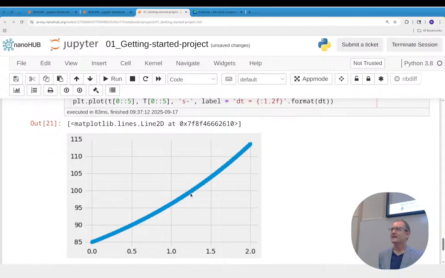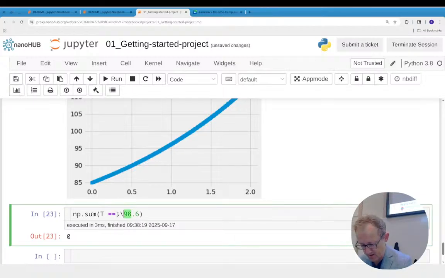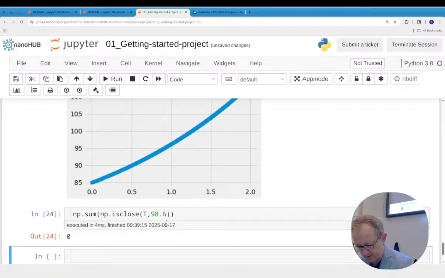Are you graphing finite points, and none of those finite points are exactly 98.6? Yeah. Give some range. Yeah, so probably there's a 98.597 or something really close, but it's not going to be exactly equal. So rather than an equal sign, we could do np.isclose, and it still gives us a true-false kind of thing.